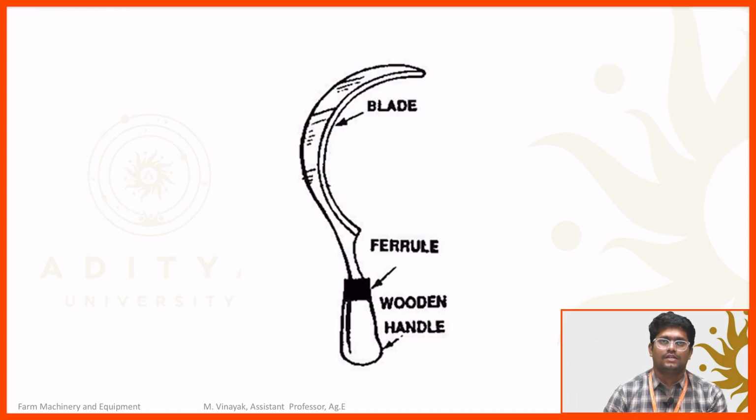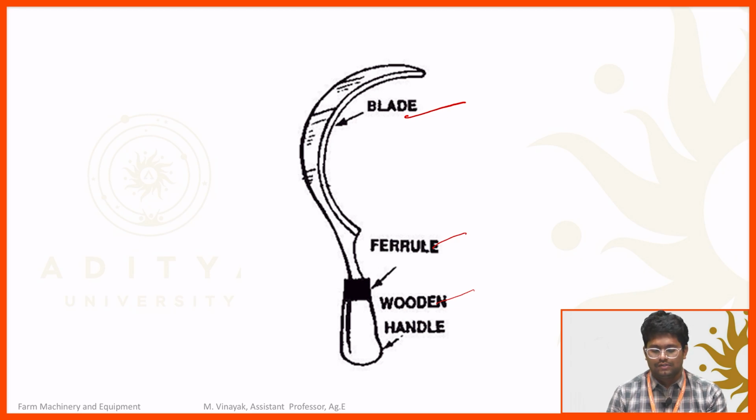Here we can see the diagram of the sickle. Again we can see the different parts here: blade, ferrule, wooden handle. By using the wooden handle we can harvest the crop. This one is a manual harvesting method. So regarding the systems of approach, the first one is the manual harvesting method.